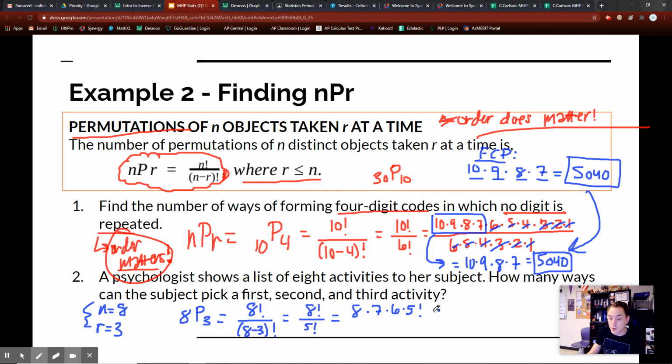Watch what I do here. I'm not going to finish the whole string here because on the bottom I already have 5 factorial. So then these actually go poof, and I'm just left with 8 times 7 times 6, which reduces down to 336. That's my final answer. That's how many different ways that the psychologist can list her 8 activities while taking 3 at a time, first, second, and third activity.